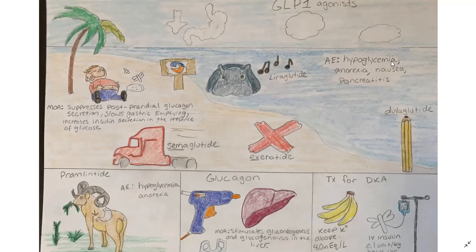Adverse effects are hypoglycemia. So again, we have our hippo here. And then here's where you got to be a little bit careful because we have anorexia. With some of the other drugs that had hypoglycemia, their adverse effects were weight gain. This one's anorexia. Nausea is not shown in the picture. And then pancreatitis is shown over here with this wonky looking palm branch that looks like in the shape of a pancreas.